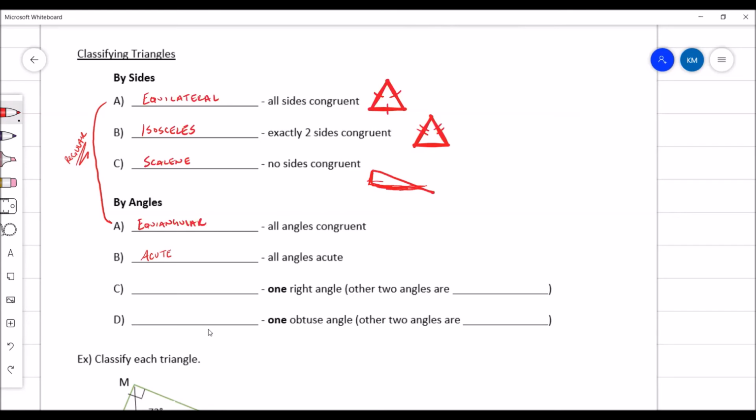If we have one right angle, the other two are acute, right? Because that has to be it. If we have 90, we can't have another one above 90 because that would add up to more than 180. Okay, so one right angle, we call that a right triangle. And then if we have one obtuse angle, the other two again would be acute because same logic with our right angle. We call it an obtuse triangle. Okay. All right. Again, we can classify triangles by their sides and by their angles.